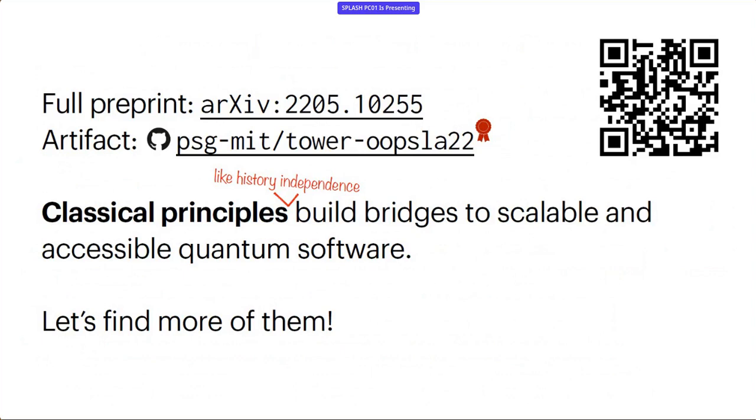One thing that I think we can learn from is a lot of classical principles like history independence that we may not really even be expecting. And I think these properties will actually allow us to build bridges to making quantum software that is both scalable and accessible. So let's find more of these kinds of things. That's it. Be happy to take any questions.